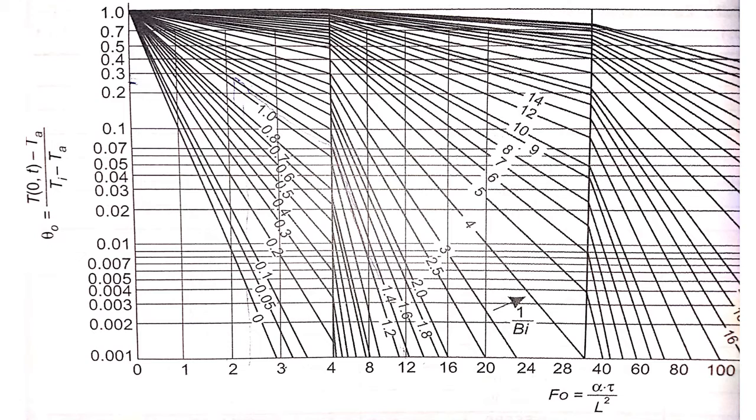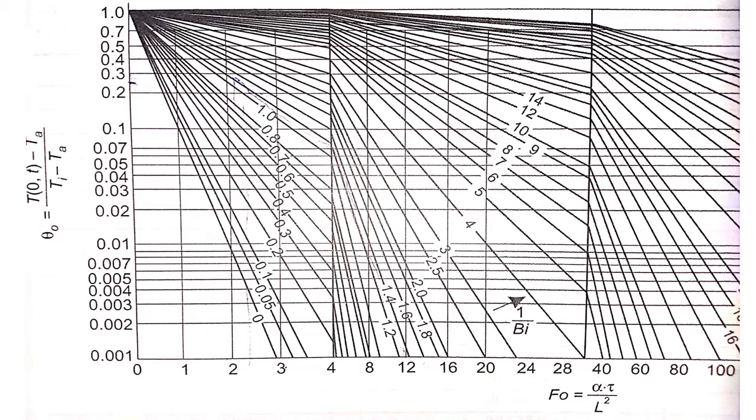So this 0 indicates position, that means x is equal to 0. Where x is equal to 0, this indicates the center line temperature, because we have taken the thickness as 2L equal to 10 centimeter. So this 0 indicates x equal to 0, that means center line temperature. In the graph, the notations are different: they have written T naught minus T infinity divided by Ti minus T infinity. The same equation, only the notations are different.